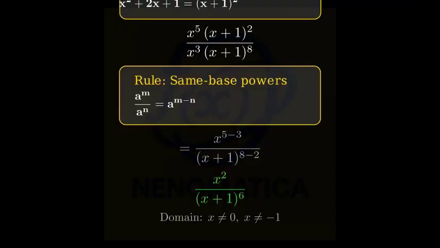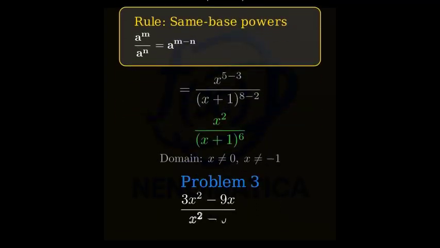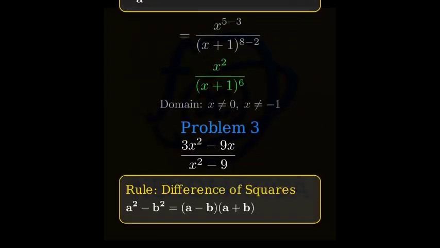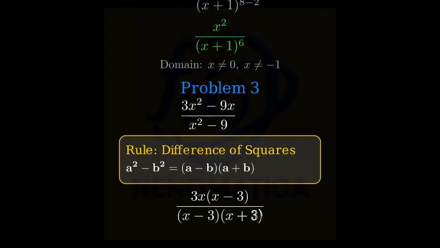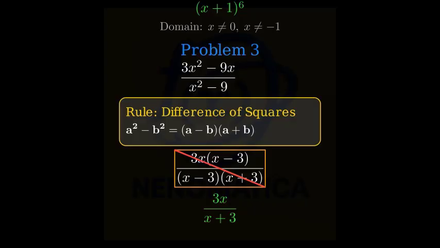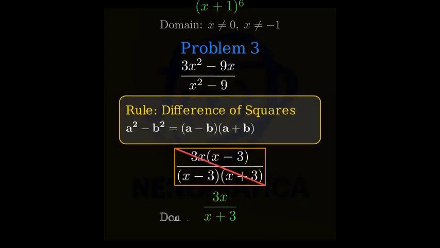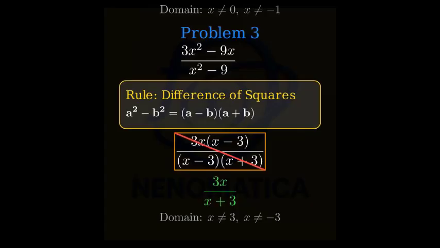Example 3. Simplify the fraction 3x squared minus 9x over x squared minus 9. Step 1. Factor numerator and denominator. The numerator is 3x times (x minus 3). The denominator is (x minus 3) times (x plus 3). Step 2. Cancel the common factor x minus 3. The simplified result is 3x over x plus 3. Domain restrictions from the original denominator. X is not equal to 3, and x is not equal to negative 3.